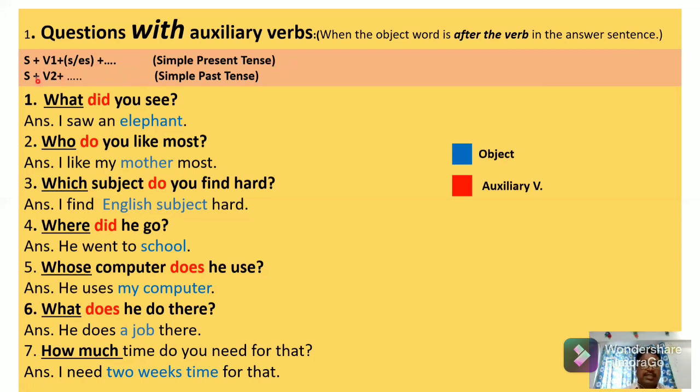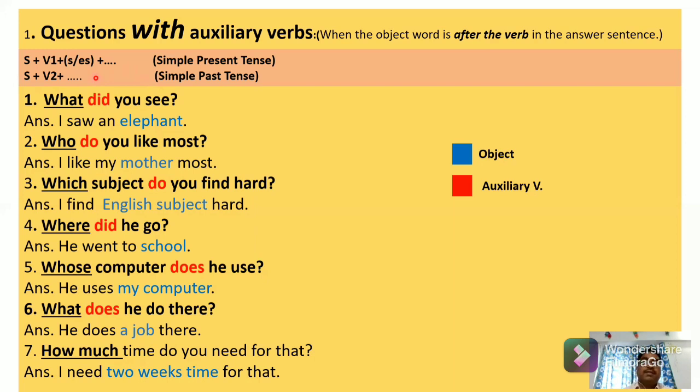If the sentence is in simple past, the rule is subject plus V2. V2 means the second form of the main verb. So here there is no auxiliary verb. Can you see any auxiliary verb in this structure? No, there is no auxiliary verb. The rule is very simple: subject plus V1 and subject plus V2, right? So while making questions, we need to use some auxiliary verb.